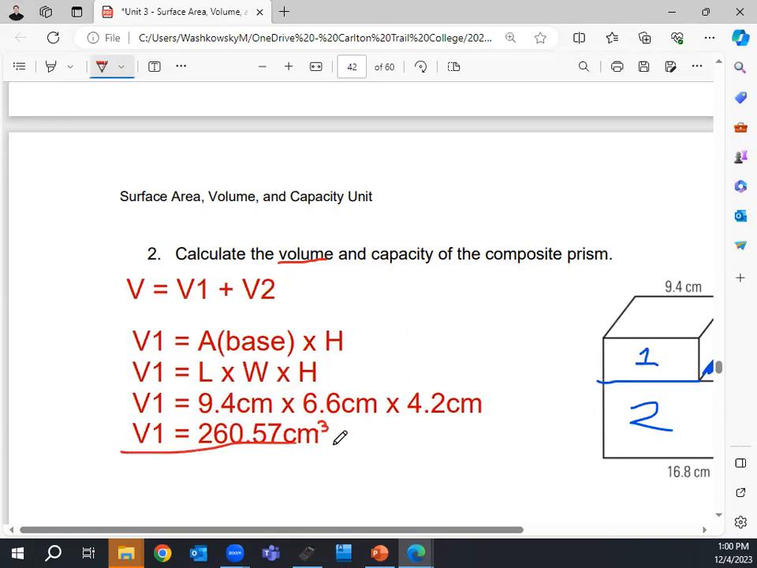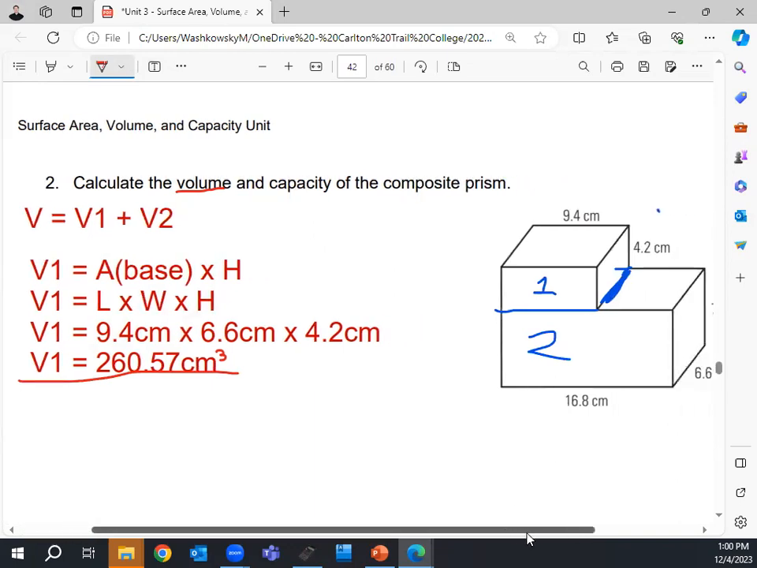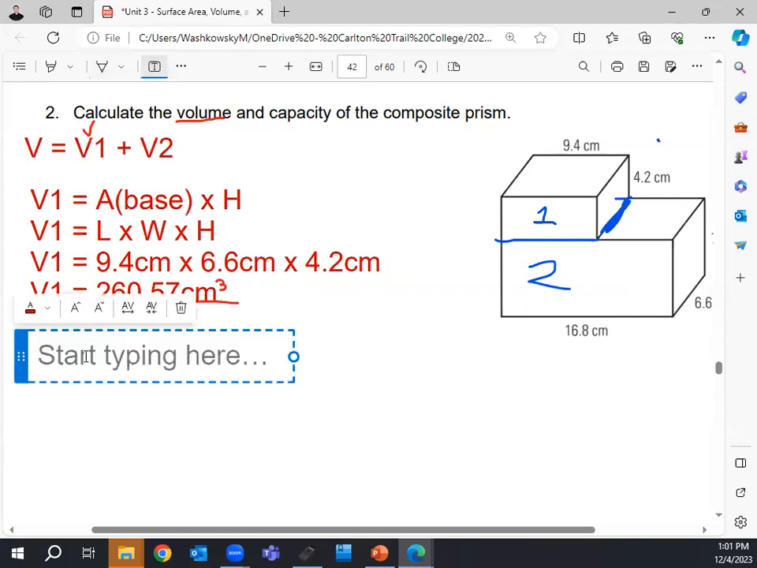That is an important shape. I'm going to underline it. So now, check, I've done volume 1. Now I just need to do volume 2, and then I'm done.